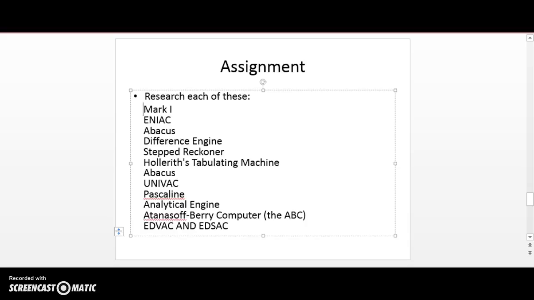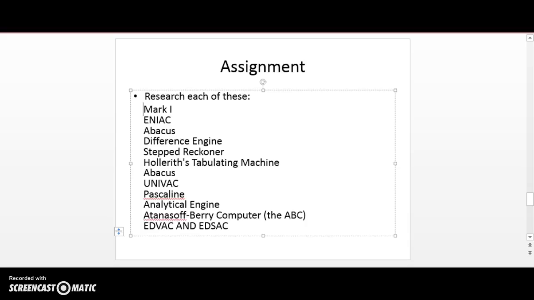But you're also going to look for things on a device called the ENIAC. You're going to look for Hollerith's tabulating machine. You're going to look for the UNIVAC. You're going to look for the ABC, the Atanasoff Berry computer, and you're going to look at the EDVAC and the EDSAC. You're going to find some of these actually had military uses, or they were trying to use them, particularly in World War II, but they were not always successful.